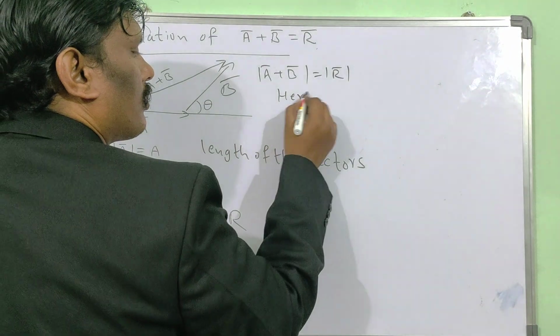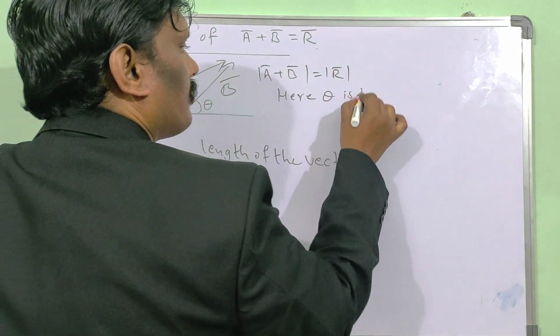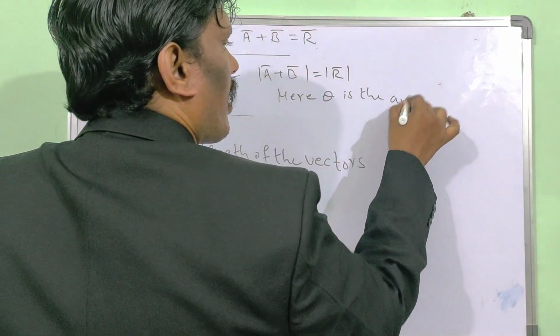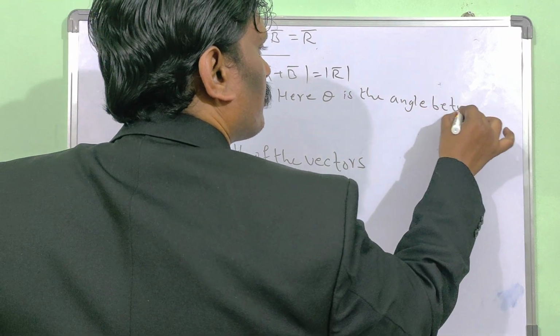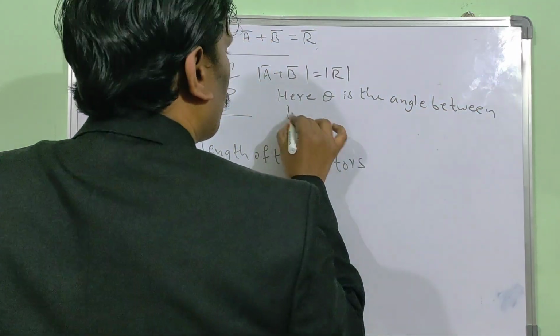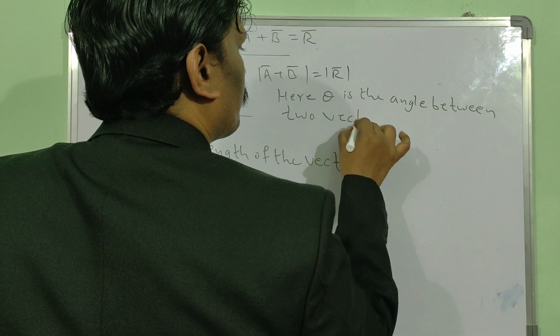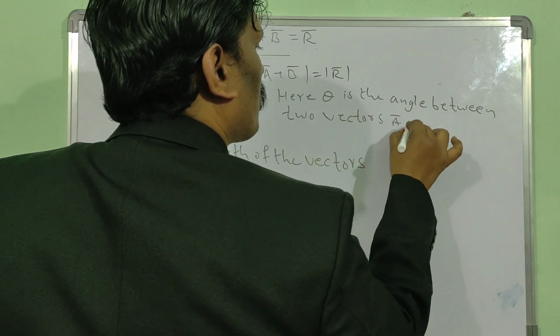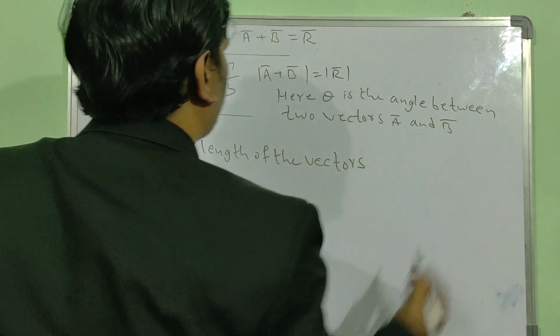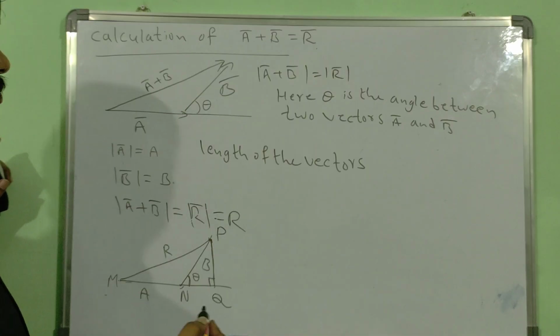Here theta is the angle between two vectors A bar and B bar. Why? Because let us see.